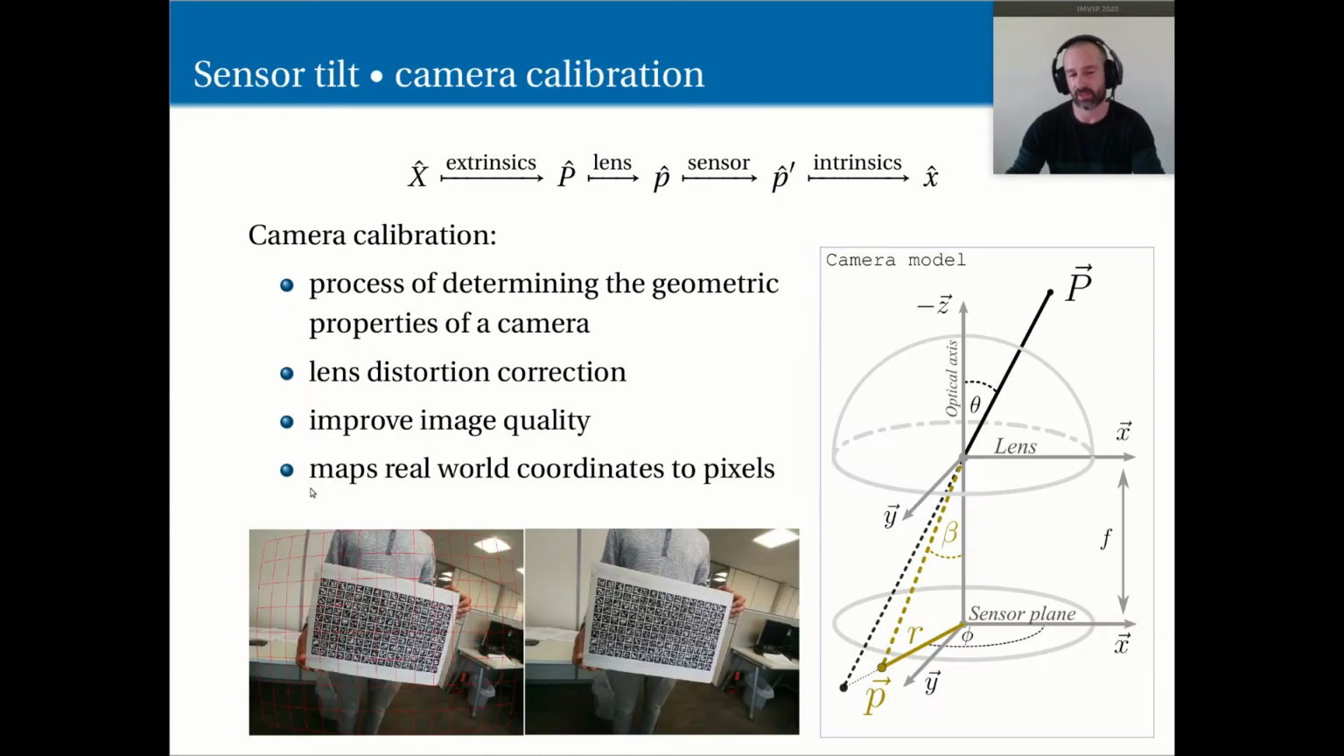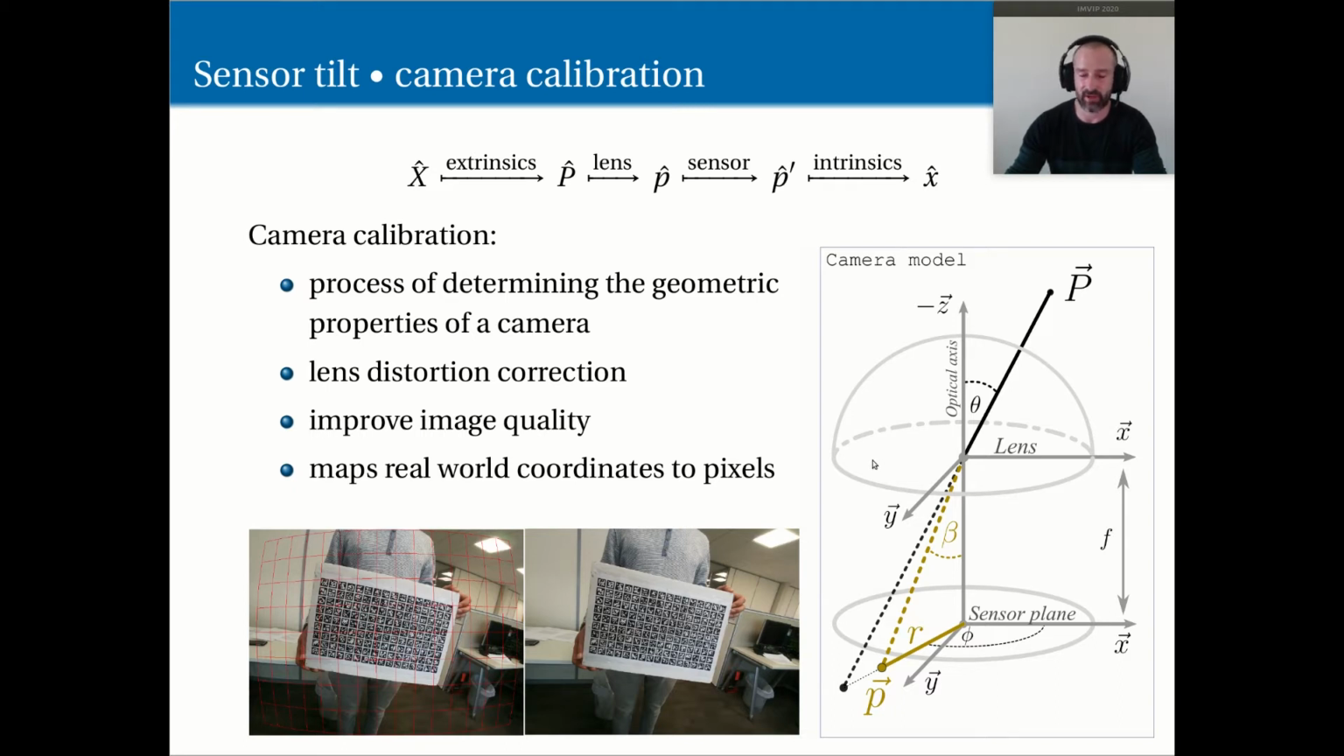So camera calibration is the process of determining the extrinsic, intrinsic, lens, and sensor tilt parameters of the camera. When these are known, distortions in an image due to the lens and tilted sensor can be modeled and removed. So here we see curved lines in the distorted image are straight in the rectilinear image.